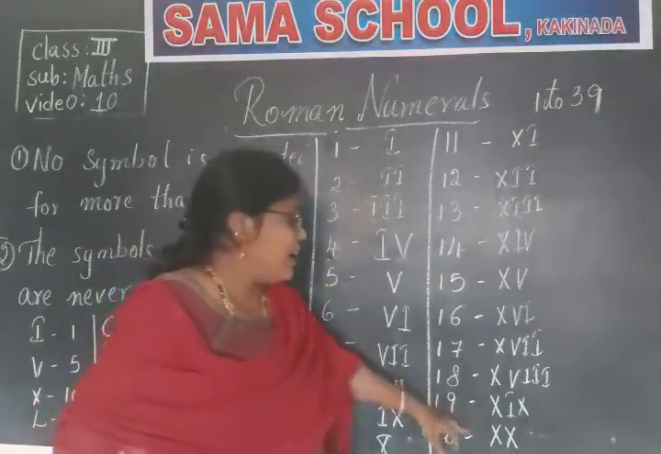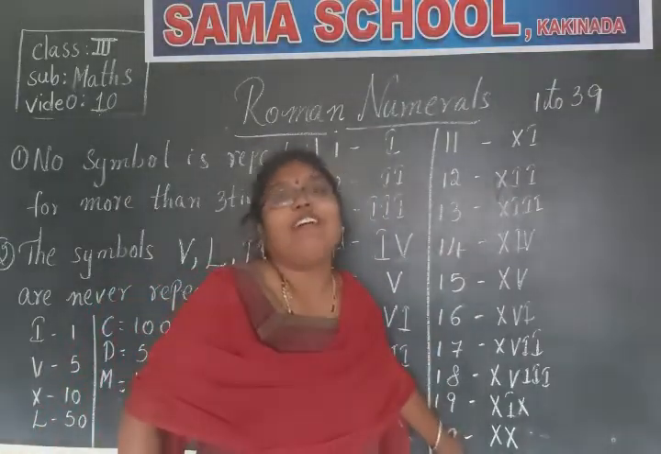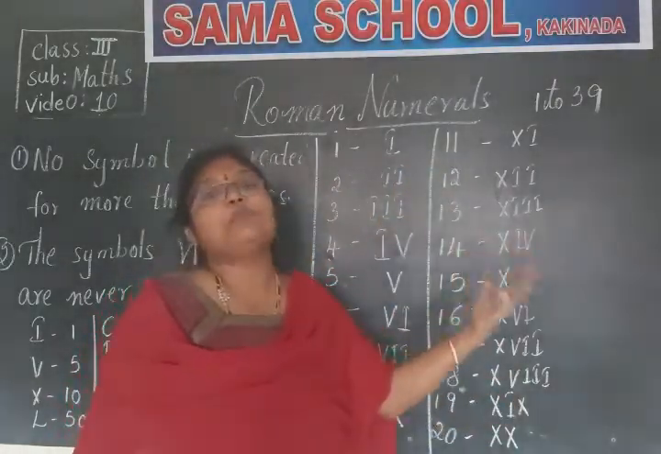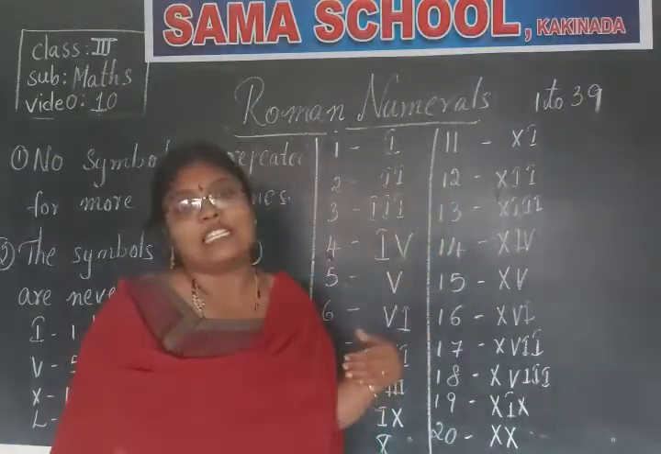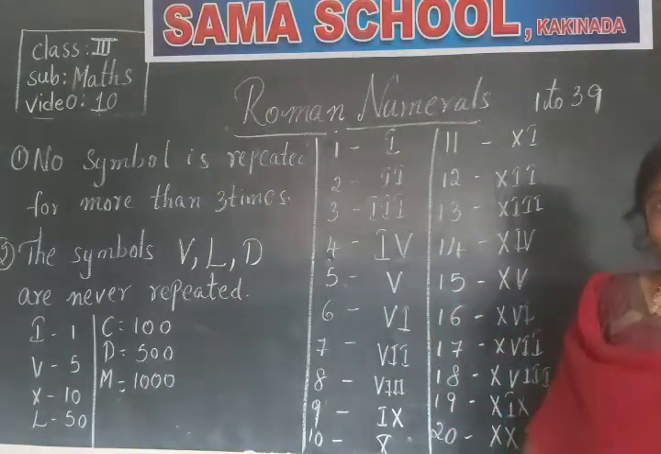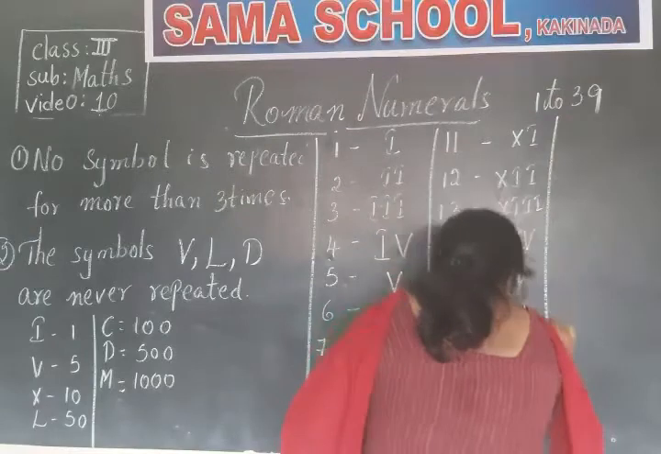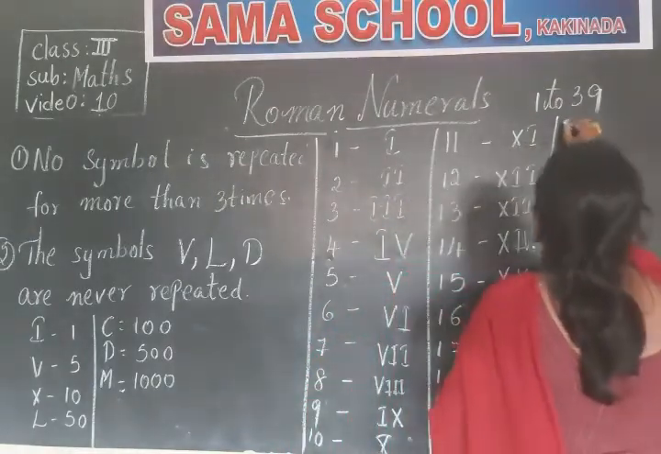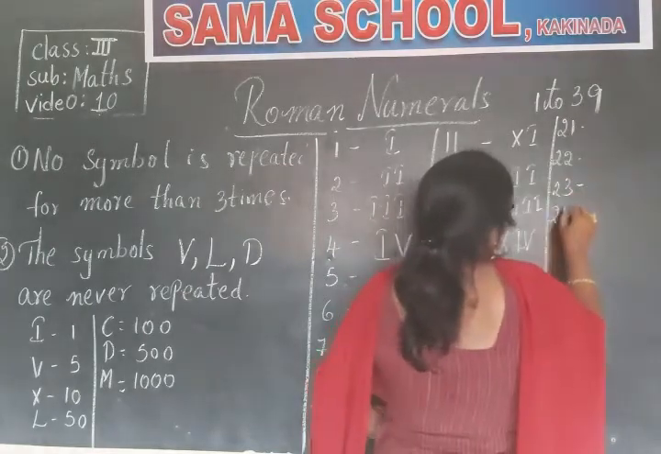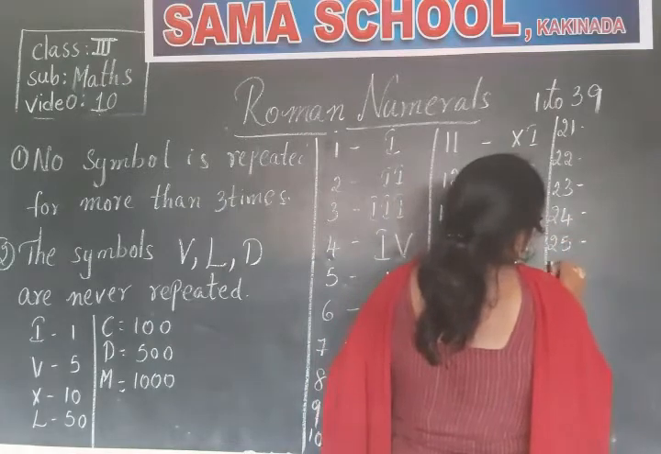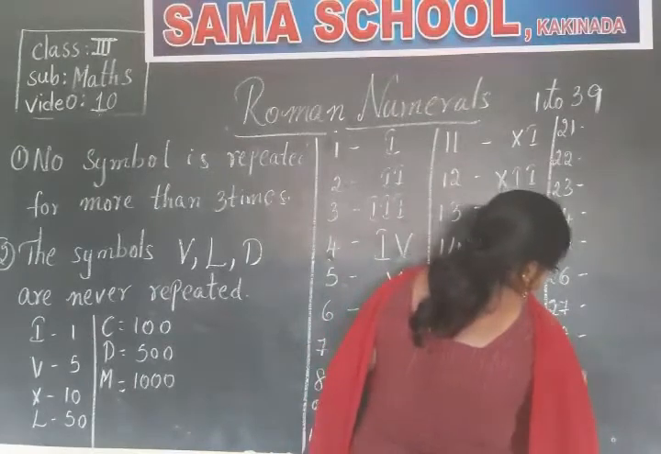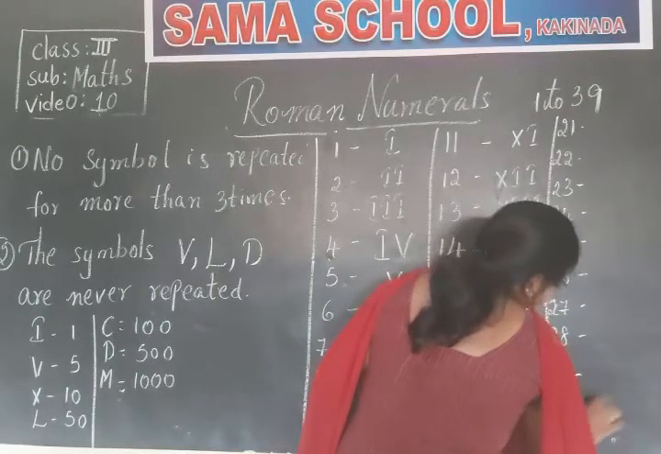In the same way, what is the symbol for 20, children? Double X, right? And if you write this 20, that is double X, before these 1 to 10 symbols, again you can write the numbers up to 30. Come on children, let us write 30 numbers. 21, 22, 23, 24, 25, 26, 27, 28, 29 and 30.